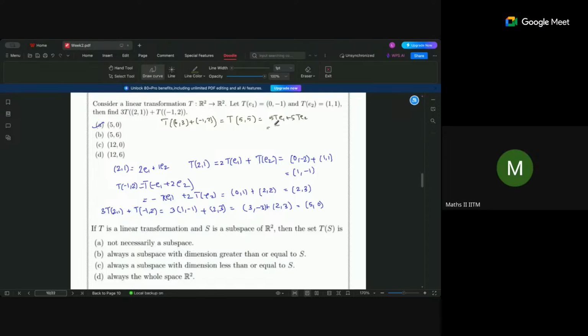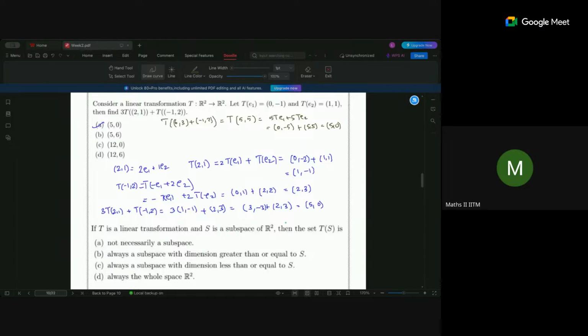So which is 0 comma minus 5 plus 5 comma 5. So you get 5 comma 0. Right? So you can do it in this way as well. Okay. Both the methods are clear to everyone?